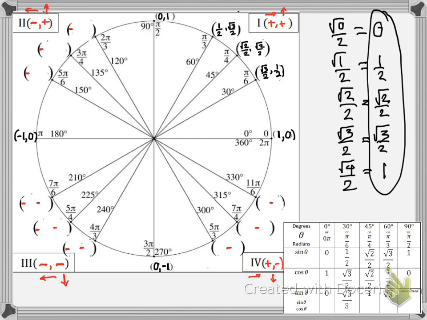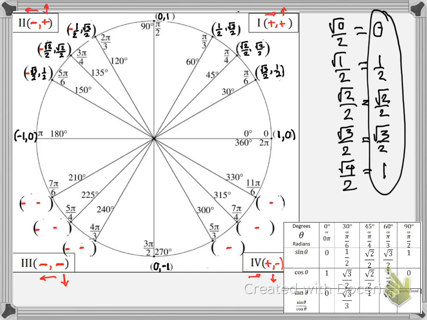Okay, I'm back to quadrant 2. In quadrant 2, the x's start with 0, so the x's are going to go 0, 1/2, root 2 over 2, root 3 over 2, down to the 1 I already know. My y's start with 0 on the left-hand edge, so the y's are going to go 0, 1/2, root 2 over 2, root 3 over 2, and back to the 1 I already knew on the top.